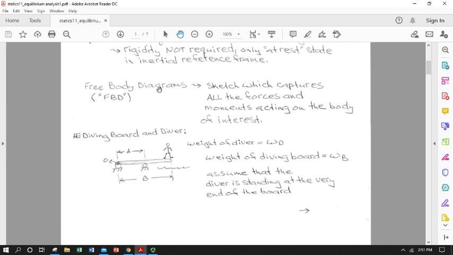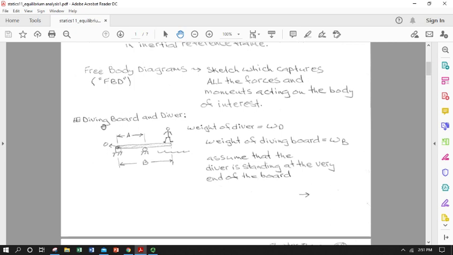This isn't just a sketch with arrows on it. This is a very specific tool that we use to determine all the forces and moments that are acting on our body of interest, not necessarily all the other bodies around it. And it's basically an application of Newton's second law in a lot of ways. And the easiest way to look at that is to do a quick example here.